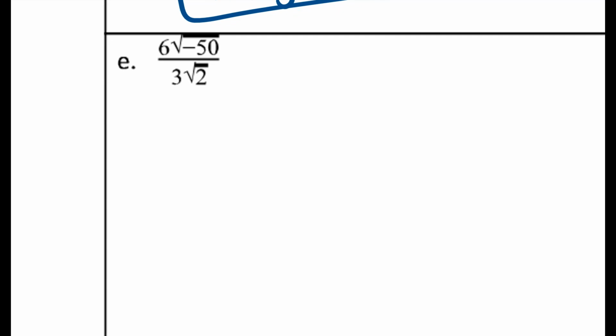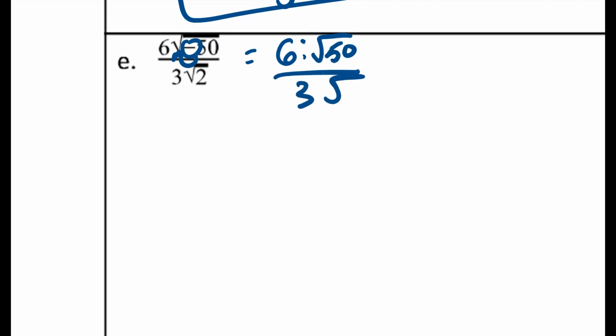For e now, I do have stuff on the outside and stuff on the inside. However, it's important to recognize that there's a negative under the radical there, so I'm going to be working with some sort of imaginary number. So usually before I do anything here, I'm just going to pull that negative out to show that I have a negative number in the numerator. Once you do that, all of the same rules still apply.